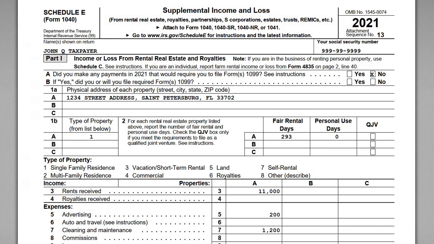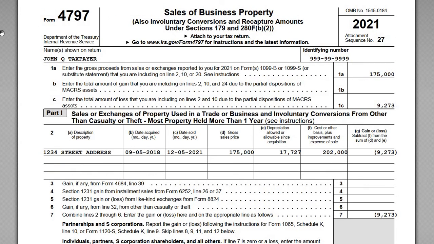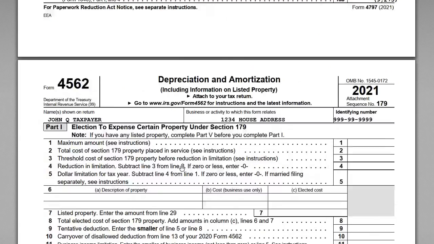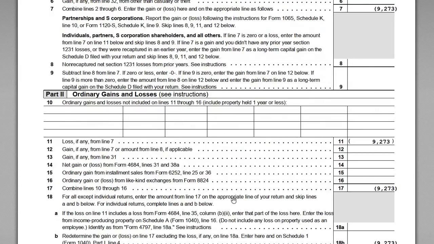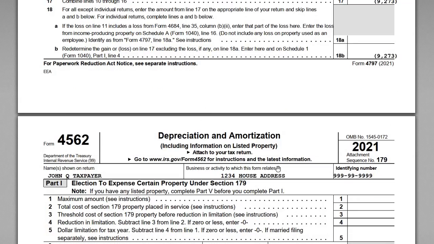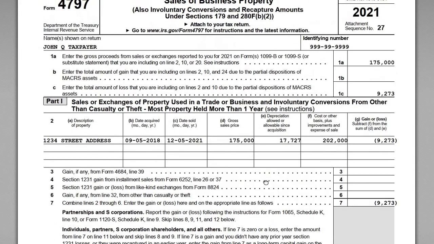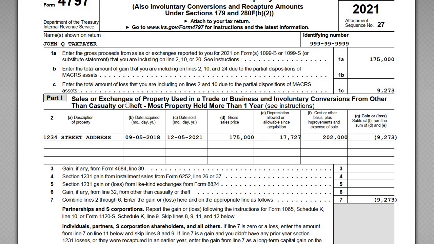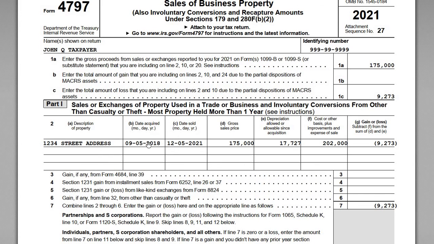Okay, so let's look at the example 4797. Here, remember, Part 3 we used to report if we had gains on the sale of the property, right? So now you see we don't even have Part 3 anymore because we have no gains on the sale of that 1250 property. We have losses. So when we have property held for more than a year and we sell it for a loss, we enter the information here in Part 1 on line 2.